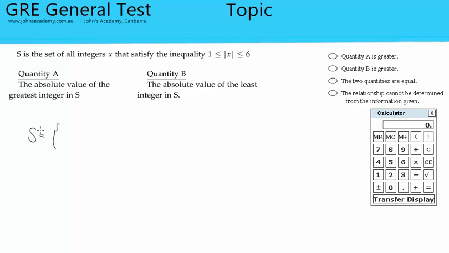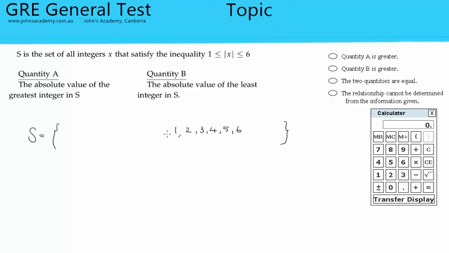So the set S, this is a set notation. You have a curly bracket, and you just have to think about numbers that go inside this set S. Obviously, x can be 1. So what is absolute value of 1? That's equal to 1, and that satisfies this condition. It can be 2, 3, 4, 5, and 6, as you can see. All of them satisfy this condition.